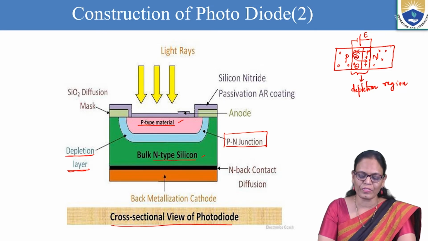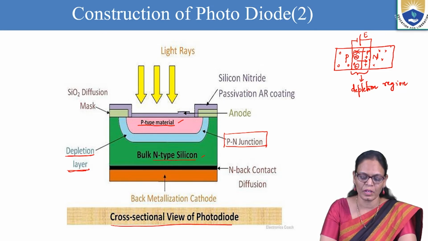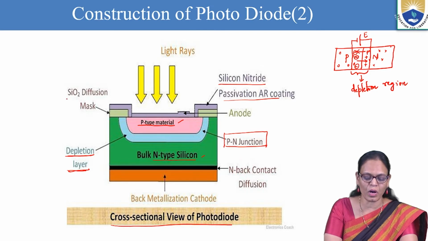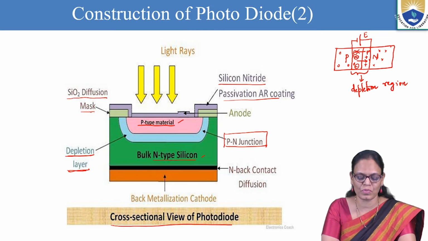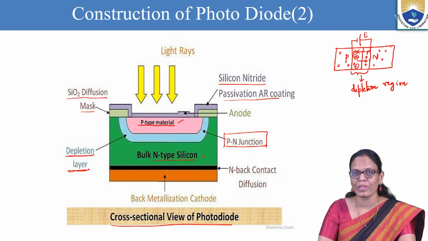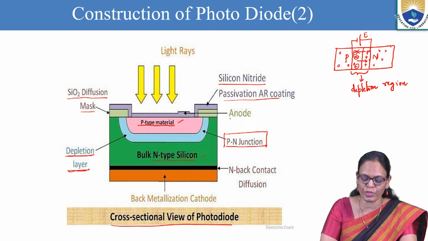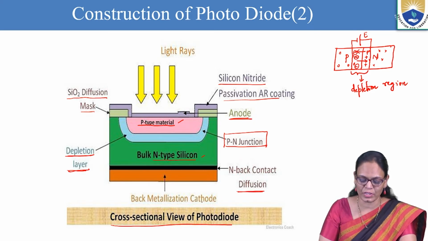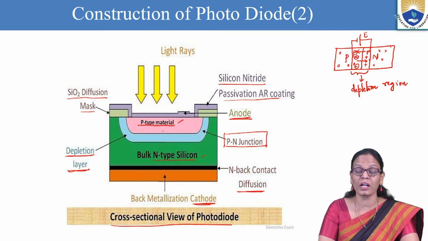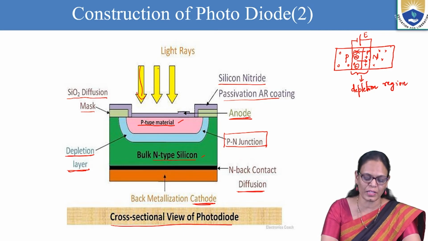And then what we have here is a silicon nitride coating, which is the passive region, and then a silicon dioxide diffusion mask. This is the diffusion mask here, and this is the silicon nitride coating. Then we have the contacts, one for the anode and the other for the cathode. And this is the region near the junction where light will be incident.